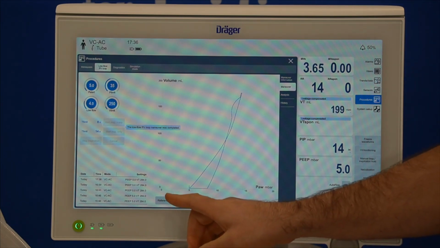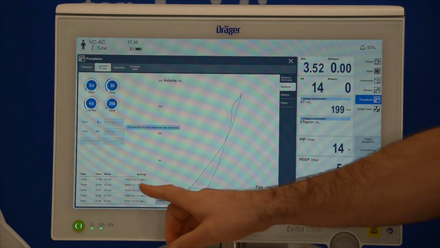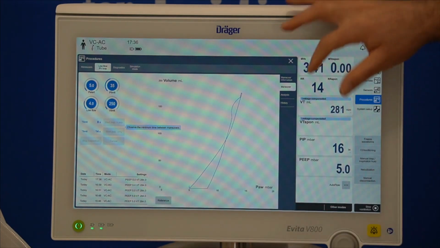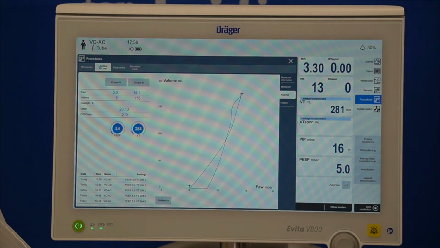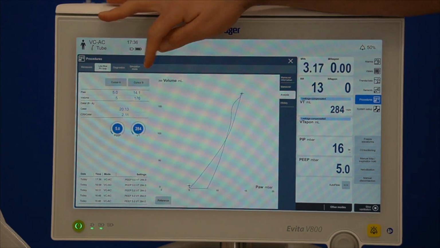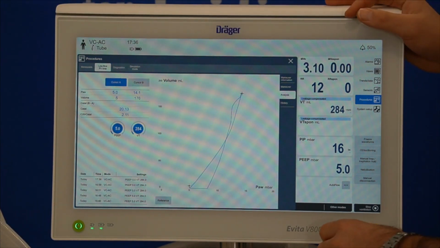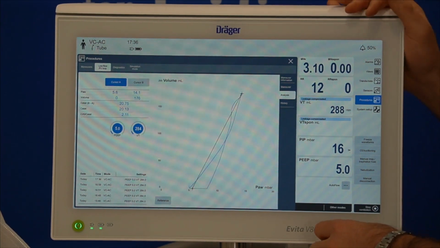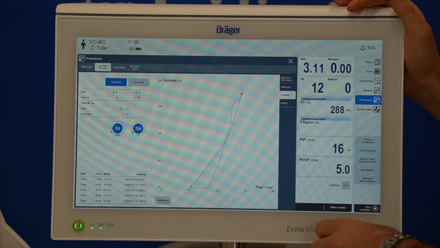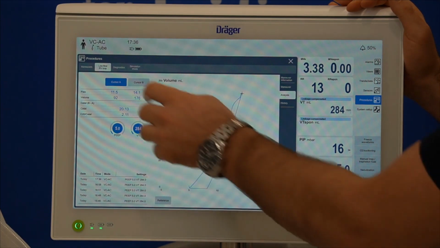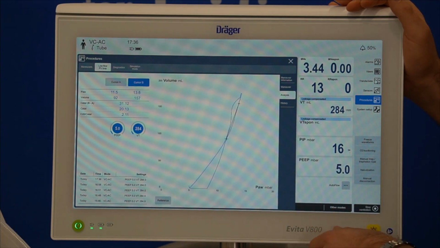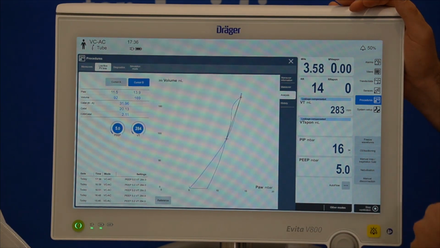If I go now to reference, I can select the references that I might have previously had, or I can go to analysis. In analysis, I've got a cursor A and cursor B. By selecting cursor A and using my rotary knob, I can select the upper and lower inflection points. So right now, I'll select the lower inflection point, and by selecting cursor B, I can select the upper inflection point. Additionally, I can also select the point of maximum curvature.